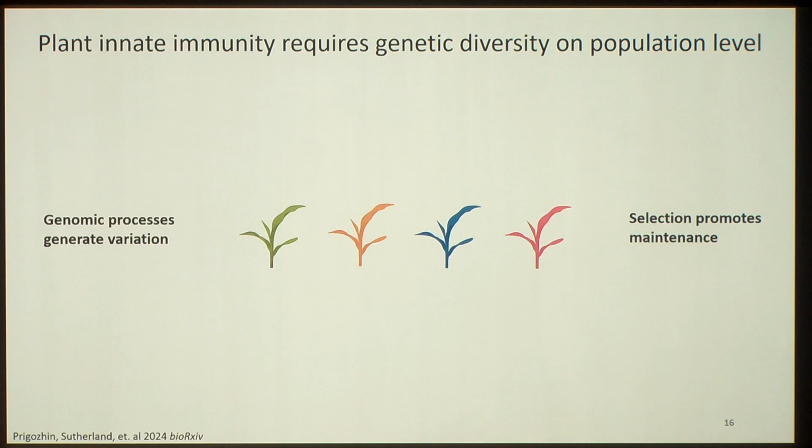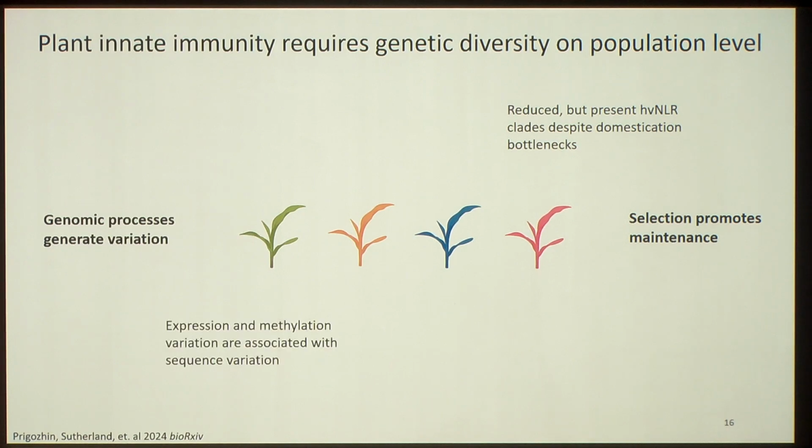When we think about the immune system, as we've seen in maize, we observe a reduced but present highly variable NLR clade despite these domestication bottlenecks in a really important agricultural crop, and also expression and methylation variation associated with this sequence variation.